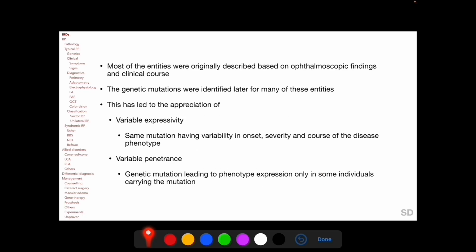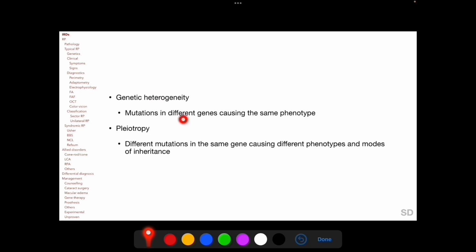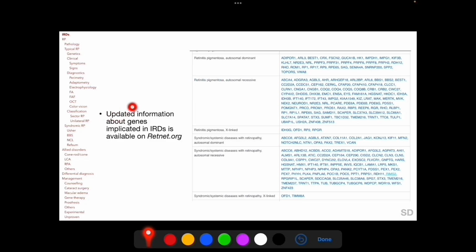We have to note that most of these entities were originally described based on ophthalmoscopic findings and clinical codes, and the genetic mutations causing these disorders were identified much later, and this has led to the appreciation of the existence of variable expressivity, which means that the same genetic mutation displays variability in onset, severity, and course of the disease phenotype; variable penetrance, which means a genetic mutation causing a phenotype only in some individuals carrying the mutation but not in other individuals carrying the same mutation; genetic heterogeneity, that is, mutations in different genes causing the same phenotype; and pleiotropy, which is different mutations in the same gene causing different phenotypes and modes of inheritance. Updated information about genes implicated in IRDs is available on the retnet.org website.